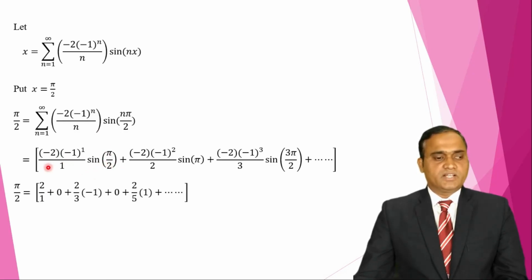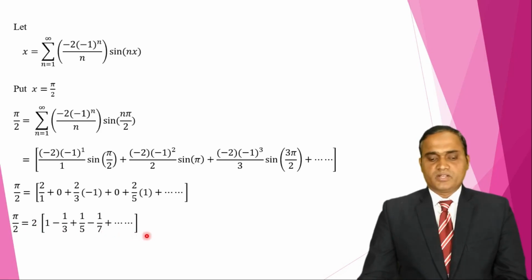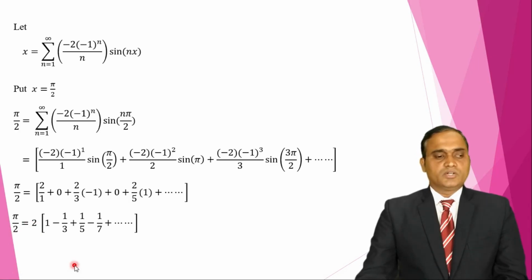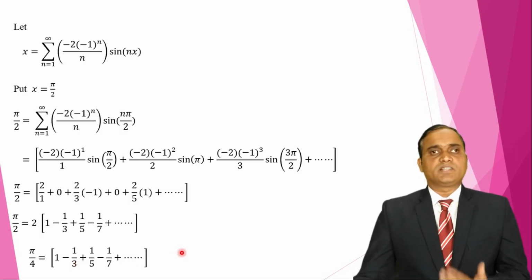Now when I substitute the values, sin pi by 2 is 1, so finally we get 2 by 1. Here sin pi is 0. Sin 3 pi by 2 is minus 1. After simplification we get 2 by 3 into minus 1, 2 by 5 into 1. When we simplify this, 2 by 1 is 2, 2 by 3, 2 by 5, minus 2 by 3. I take 2 common outside, then we get 1 minus 1 by 3 plus 1 by 5 minus 1 by 7 plus and so on. Now that 2 is divided here, we get pi by 4. So pi by 4, 1 minus 1 by 3 plus 1 by 5 minus 1 by 7 and so on.